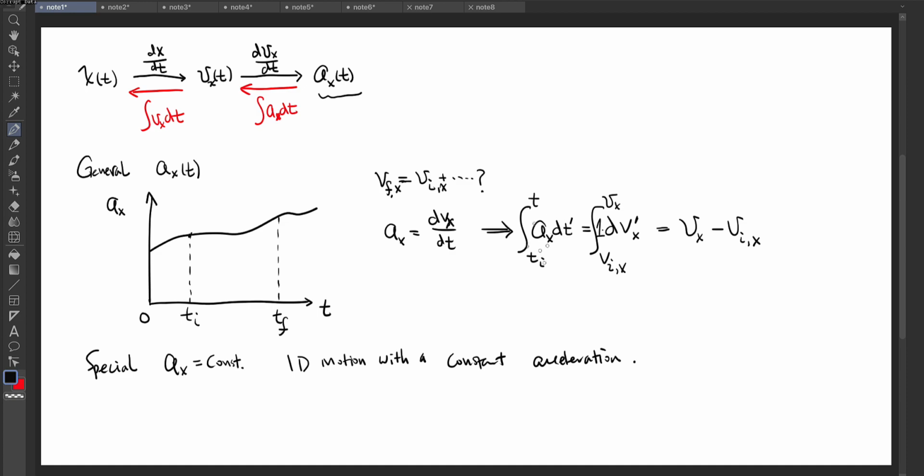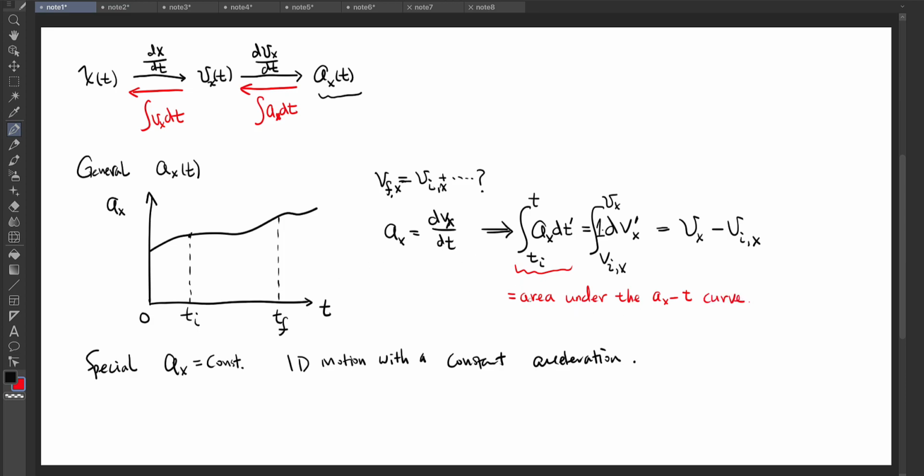So in order to do this integral, you need to know the expression for ax as a function of time. Then you can do that integral. Right now I cannot do it, but I do know that the meaning of this integral in mathematics is the area under the axt curve.